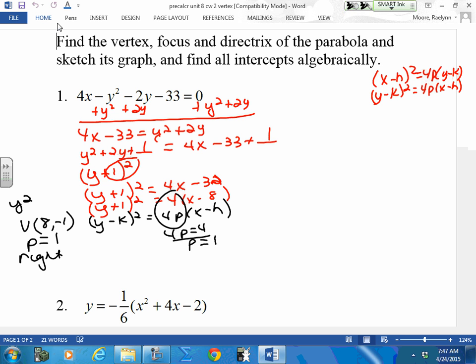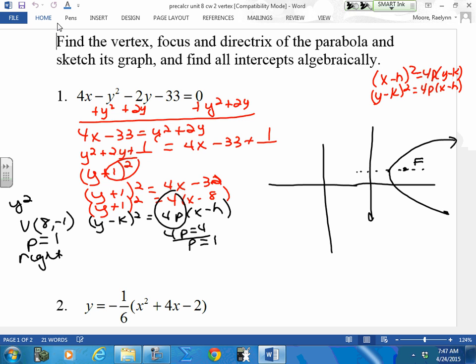So, this brings us back to what we learned originally. We sketch. So figure 8, negative 1, somewhere here, we're opening to the right. Okay, we've got to find our focus point. Sorry, we're opening right. We need to find along this axis our focus point, and we need to find our directrix.